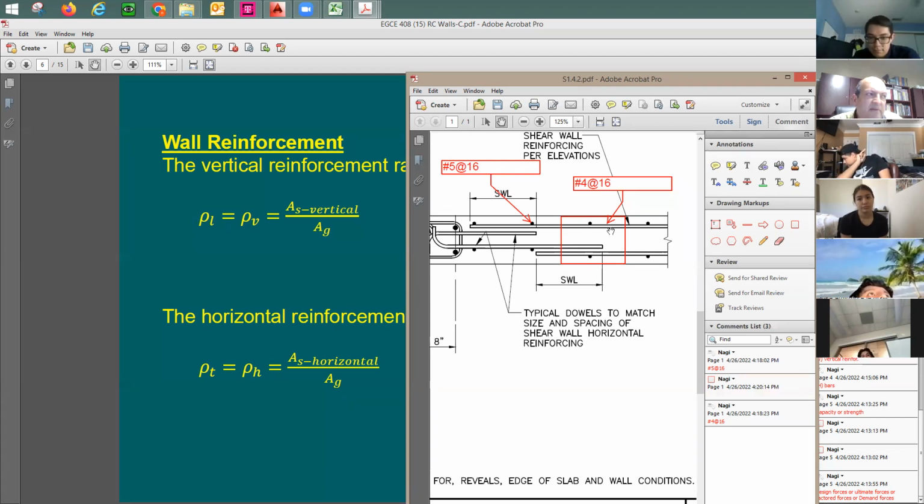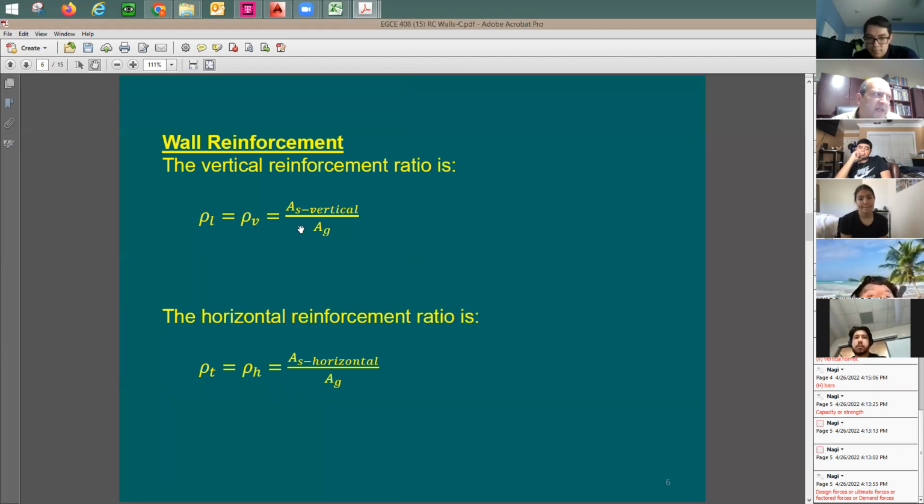And try to find out the reinforcement ratio. Now I have 2 rebars, number 5, because the vertical is going to be number 5. Thickness of the wall, of course, is going to be given. And the spacing, I have it. So I should be able to find out this rho sub V. So again, what is rho sub V? Total cross-sectional area of the vertical reinforcement divided by the cross-section area of the wall.